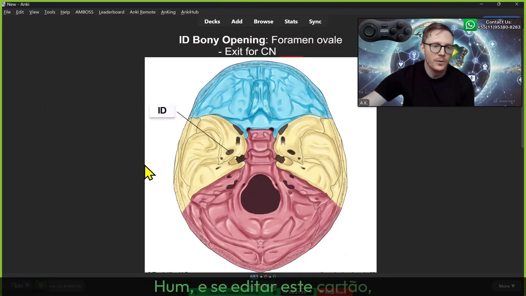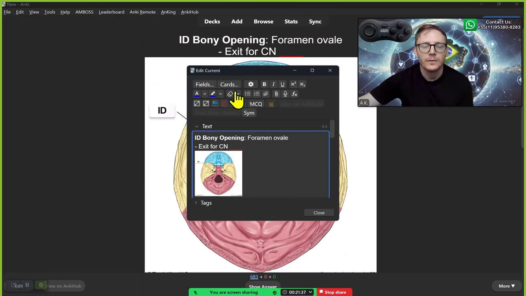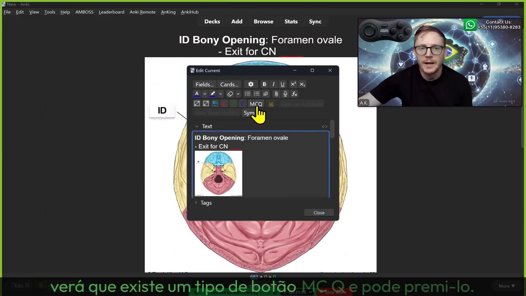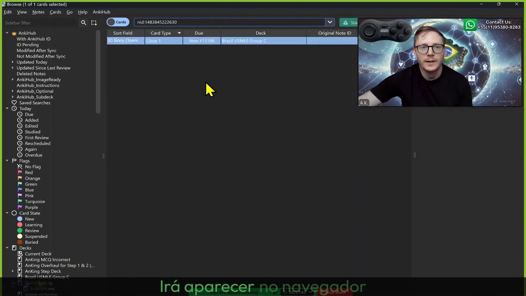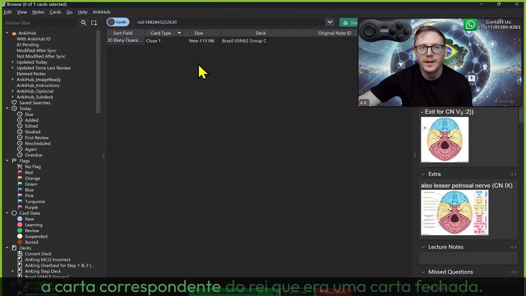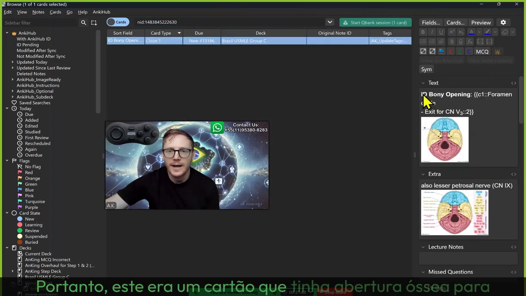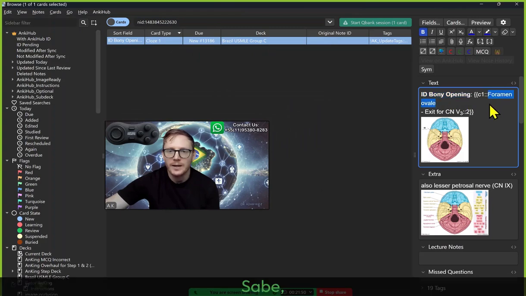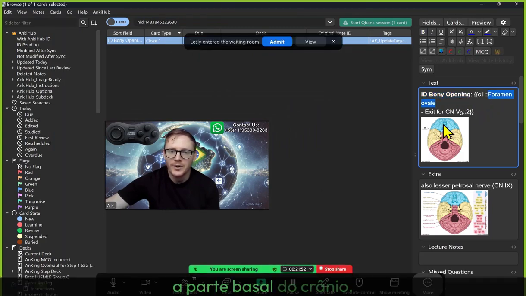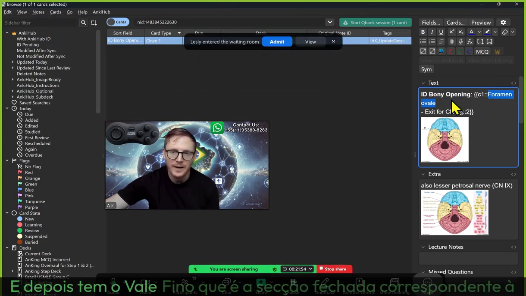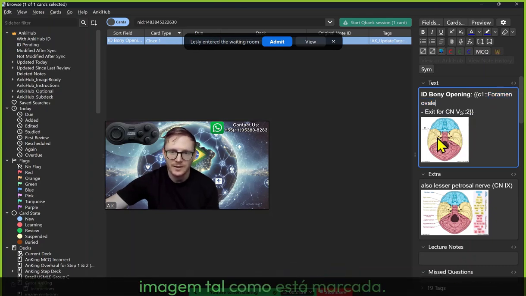If you edit this card, you can see there's an MCQ button, and you can press it. It'll bring up in the browser the corresponding Anking card that was a cloze card. So this was a card that had the ID bony opening. It has the basal part of the cranium, and then it has the foramen ovale as the cloze section corresponding to the image as it's marked.